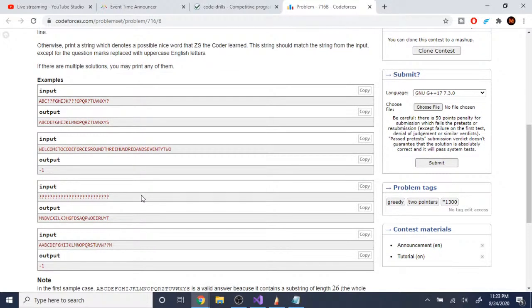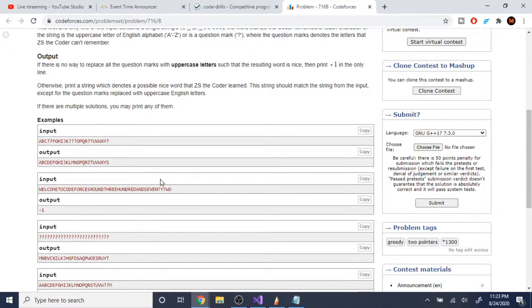So we need to count. Okay, so this problem basically boils down to, oh, it says you need 2 pointers. That's weird. But it basically boils down to the frequency of each character has to be 26, right? For all the characters from A to Z, there has to be at least one occurrence.